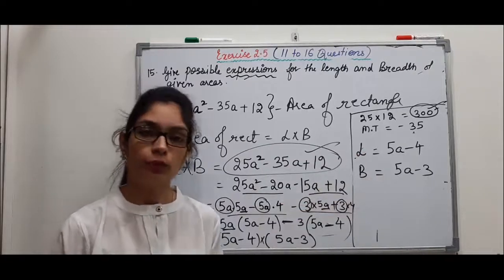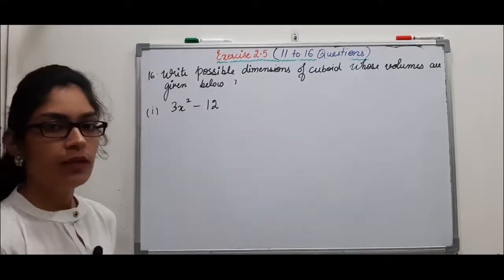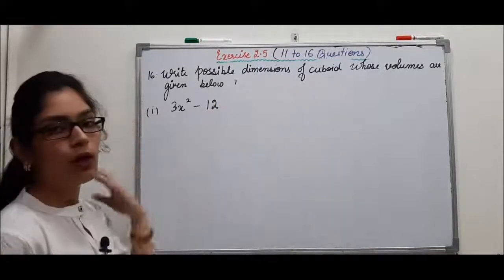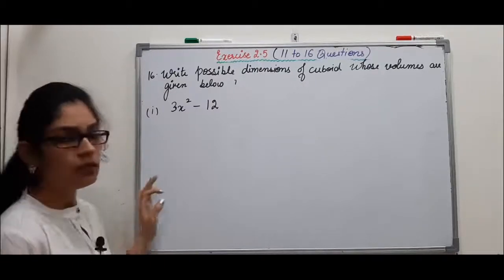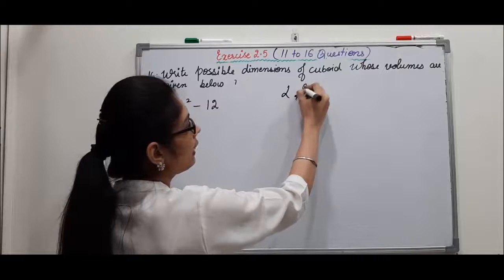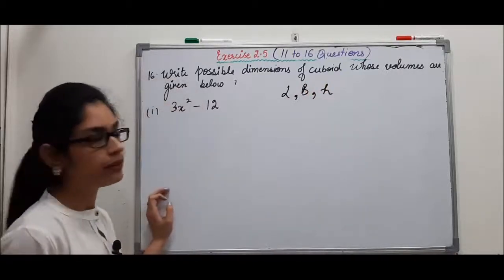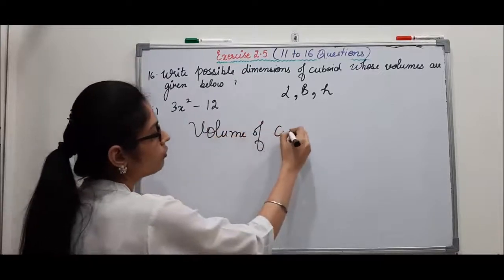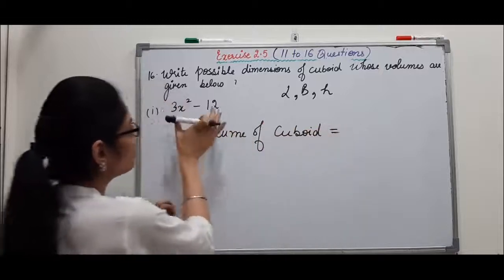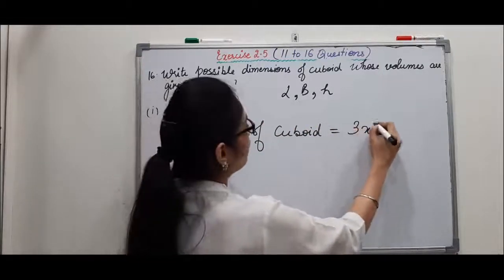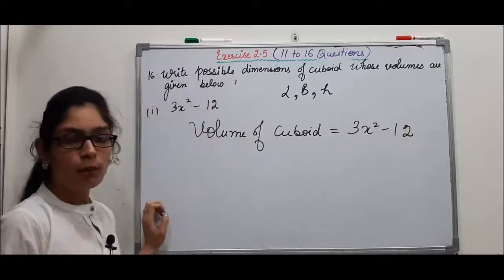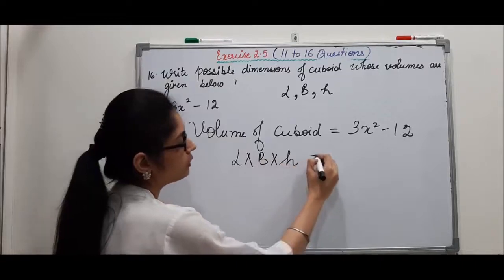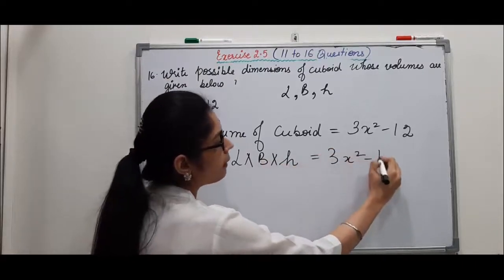Now let's do the last question of this exercise. In question number 16, you have to find the possible dimensions of cuboids whose volumes are given to you. So dimensions of a cuboid are length, breadth and height. So three dimensions you have to find. So volume of cuboid is already given to you, this expression 3x square minus 12. And the formula of volume of cuboid you can write here: length into breadth into height. So this is equal to 3x square minus 12.